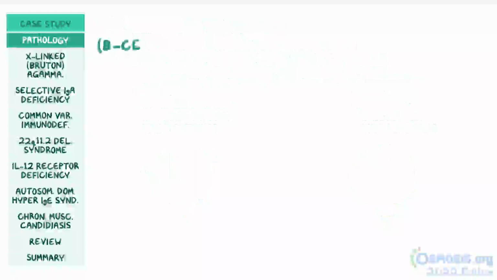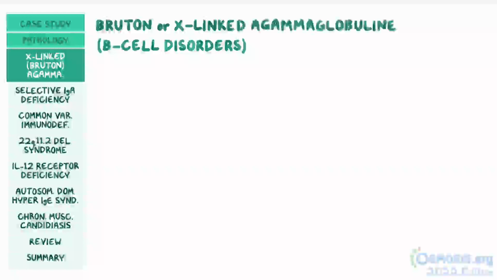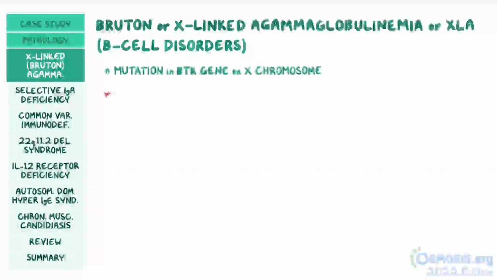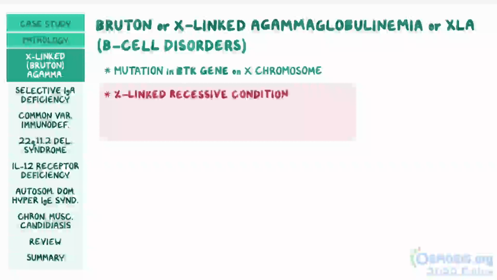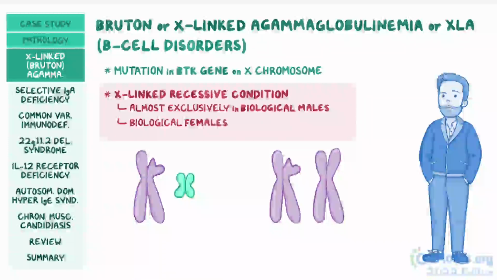Let's begin with B cell disorders, starting with Bruton or X-linked agammaglobulinemia, or XLA for short. This is caused by a mutation in the BTK gene, which is found on the X chromosome. XLA is an X-linked recessive condition, so it almost exclusively manifests in biological males because they have only one X chromosome. On the other hand, biological females have 2 X chromosomes, so even if they have a defective BTK gene on one chromosome, they still have another functional one.